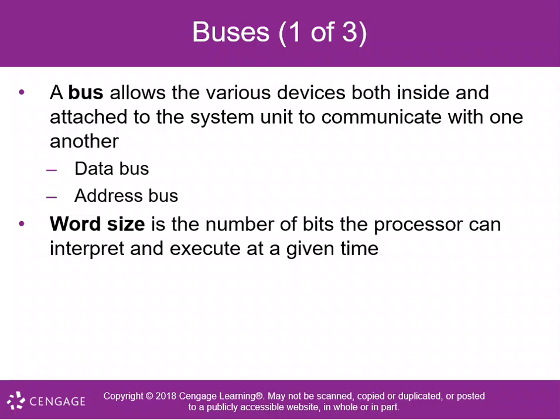Bus pun saya dah sebut last time. So, a bus allows the various devices both inside and attached to the system unit to communicate with one another. Kita ada system bus dengan expansion bus. Actually, bus also can be divided into two categories, data bus and address bus. So, word size is the number of bits the processor can interpret and execute at a given time. Bus ni ada yang akan mengangkut data, ada yang akan mengangkut address. Dan word size tu adalah bilangan bit yang mana processor can interpret and execute at a given time.